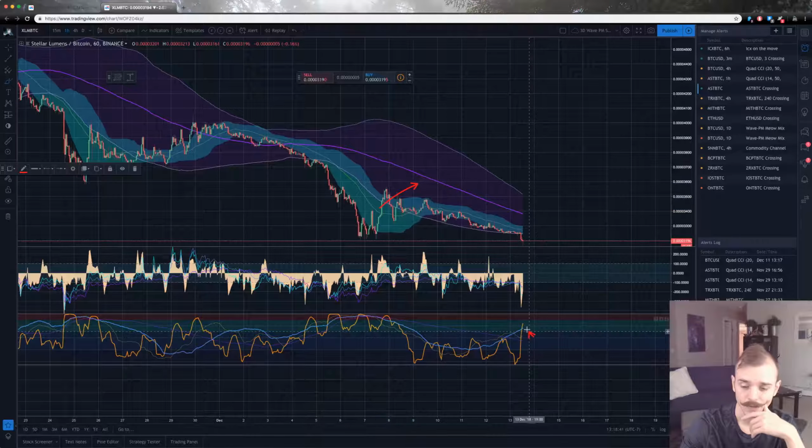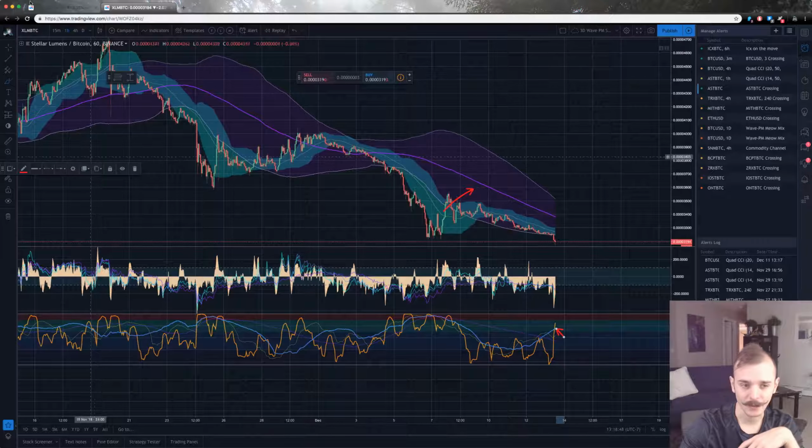Yeah, now with this new downward cross, that's new downward expansion. Yeah, this is going to continue trending down. I would not touch XLM at the moment. Sorry, guys.